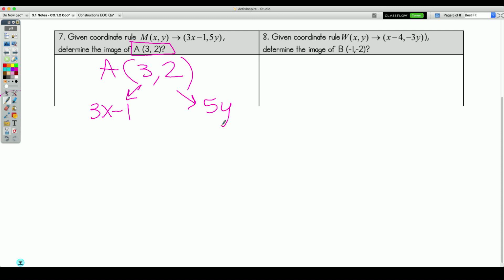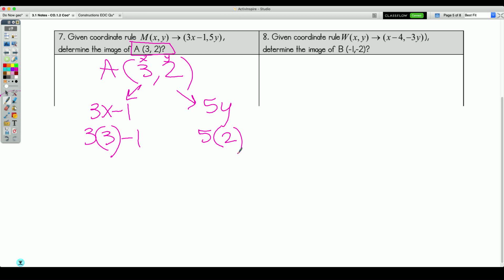All we have to do is take our x and y value that they give us as our input and plug it into the function. So we are going to do 3 times what? 3. Good. And minus 1. Over here, I'm going to plug in 2 for y. Everyone okay so far? I'm just plugging in my pre-image. Then all we have to do is simplify.